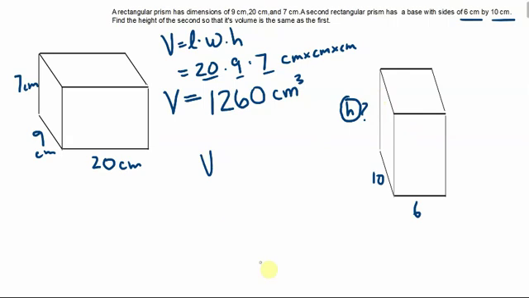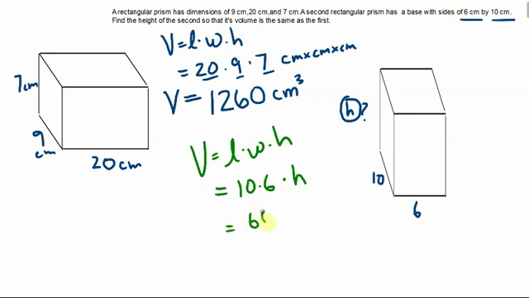Again, I'll do it in a different color so we can see the distinction here. Volume is equal to length times width times height, which is going to be equal to 10 times 6. The order of that doesn't matter, but here's the kicker: we don't know what the height is. 10 times 6 is going to be equal to 60 times the height. Now, the volumes of these two are supposed to be the same value. So what I can do is say that the 60 times h is the same as 1,260.